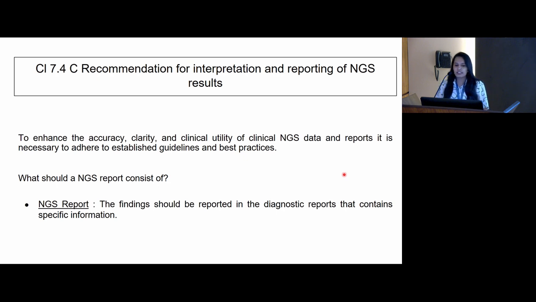So, what should an NGS report consist of? Before giving out reports and results to patients, we should know that the NGS report should consist of the following points: the patient's demographics, the number of genes covered in the panel, details of the tests, details of the variants identified, details of the techniques used, and interpretation including variant classification. It also contains the details of the laboratory and the clinicians responsible for the report.